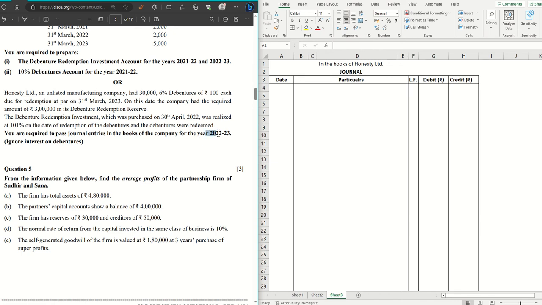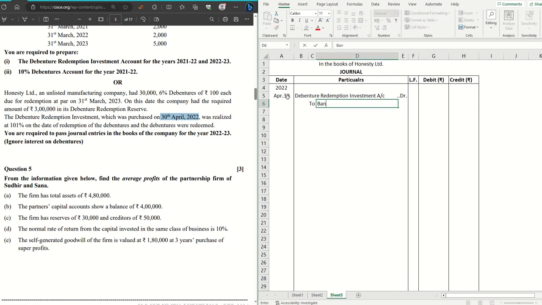All right, so we'll be focusing on this financial year only. So let's put the date here. And in this financial year, the first activity that took place was this purchase of investment. All right. So April 30, debenture redemption investment account debit, to bank account.